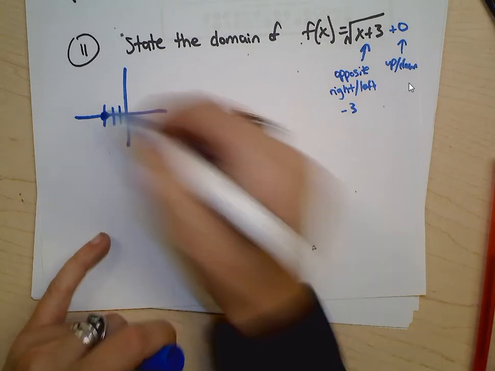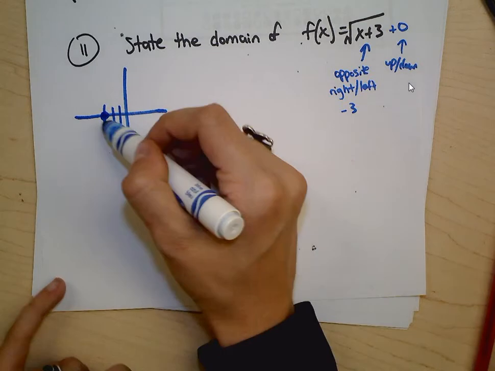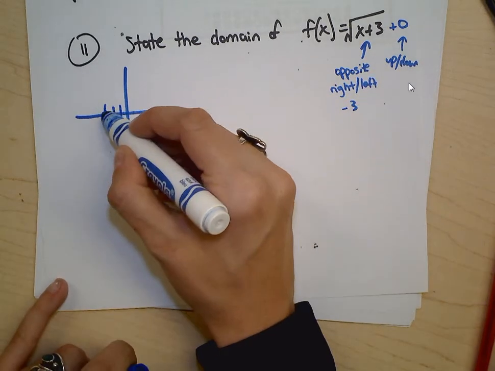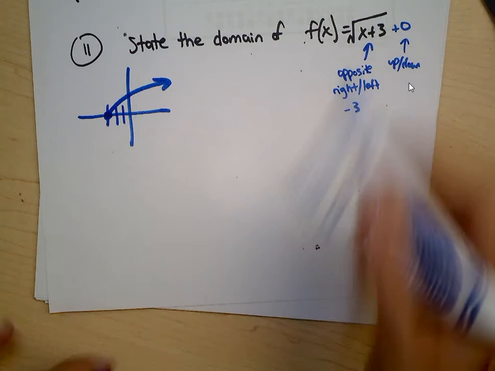3 at my negative 3. I'm not going up or down at all, so I stay on my x-axis, and I do my little swoosh because it's a square root function.